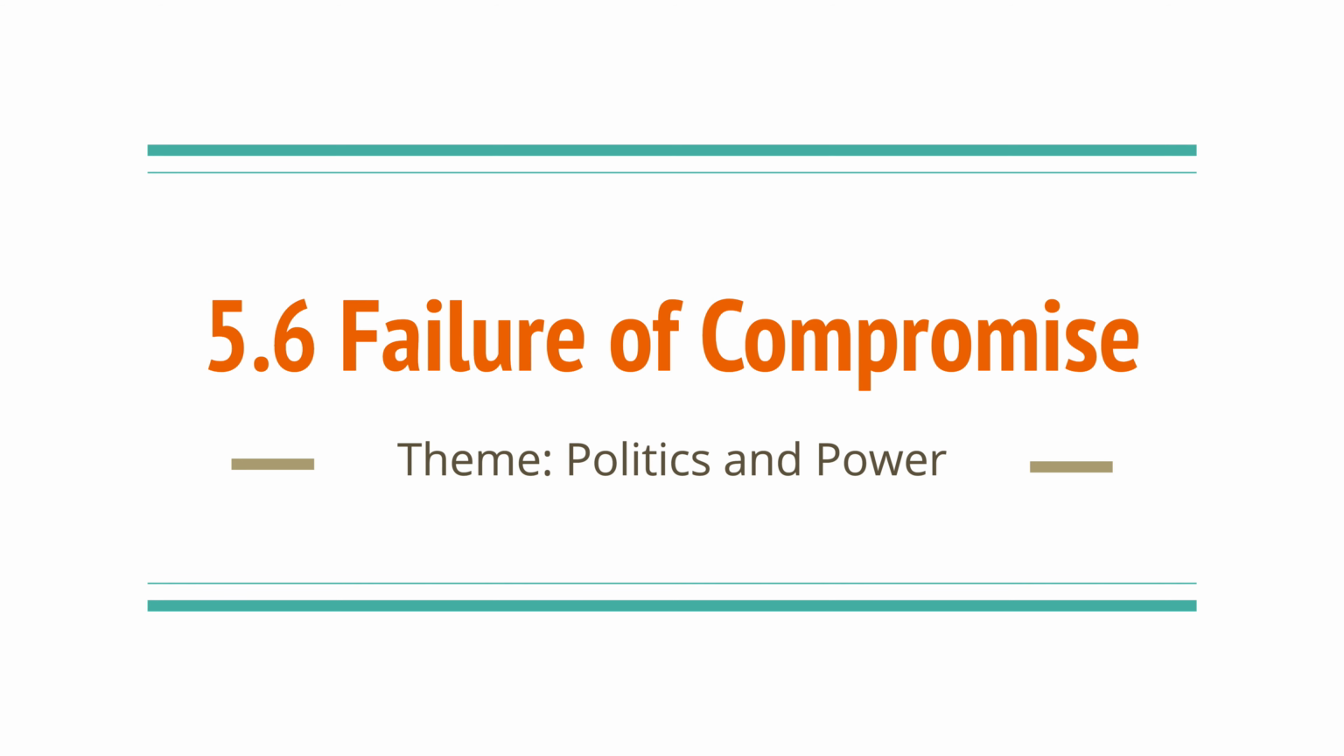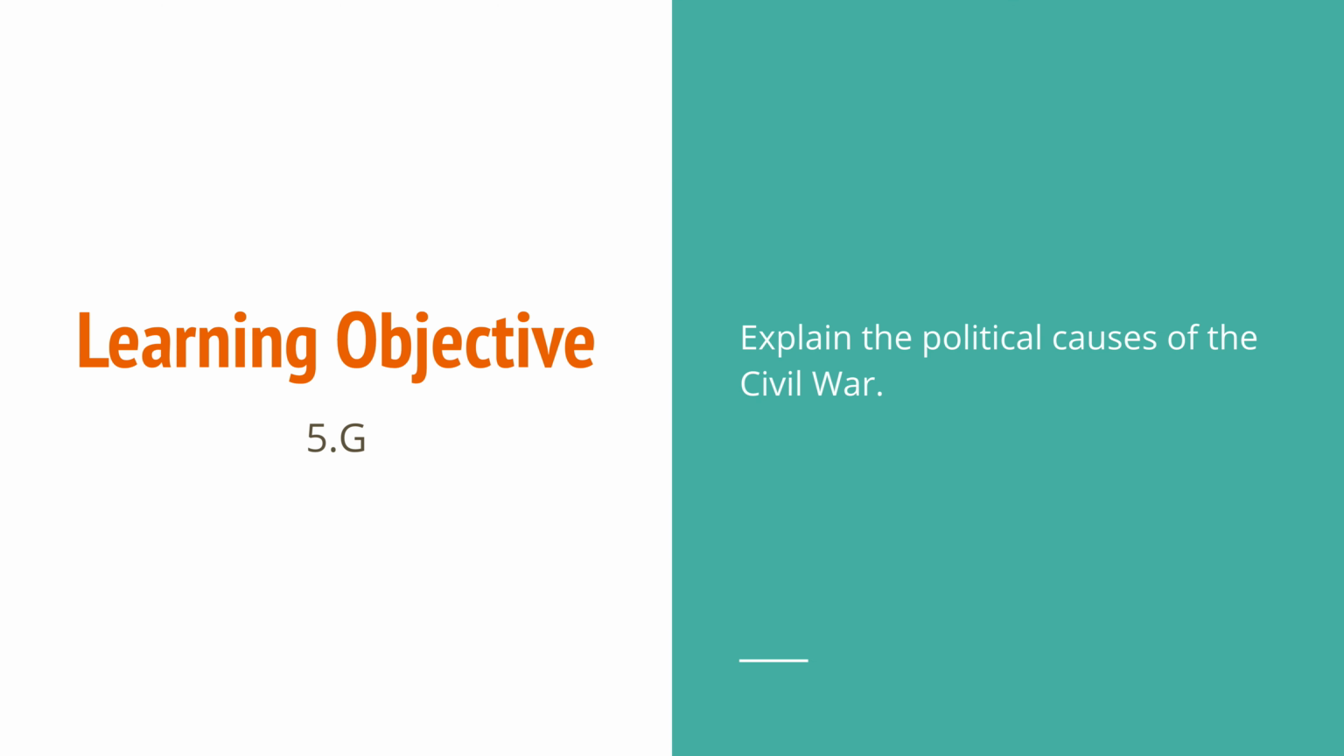Today we're talking about historical topic 5.6, the failure of compromise, and our theme is politics and power. And the first learning objective is explain the political causes of the Civil War.